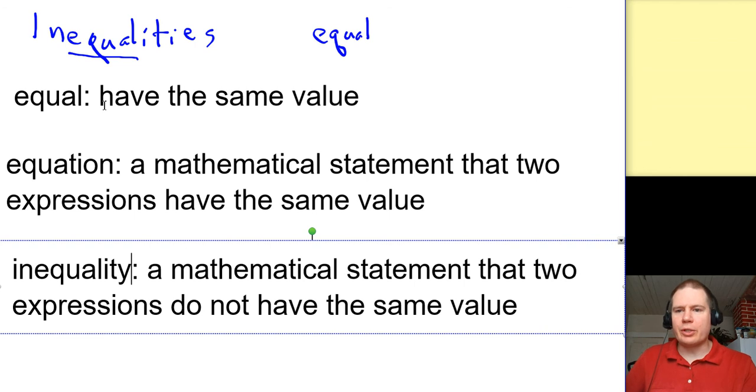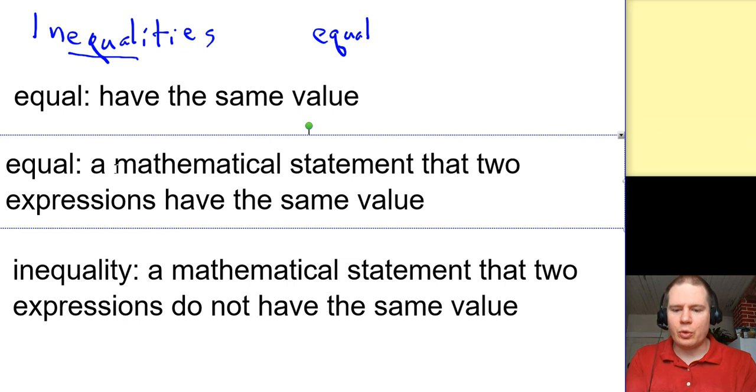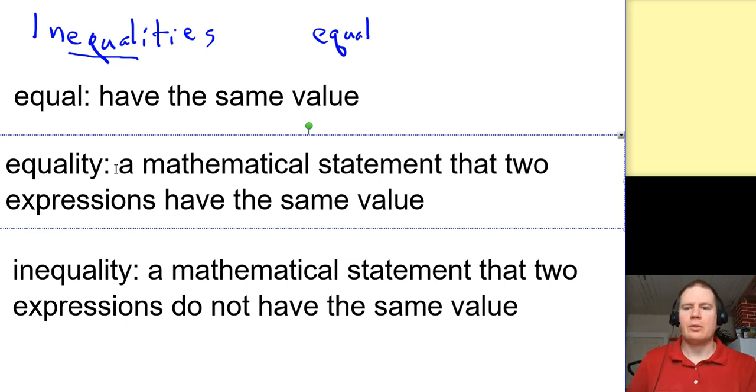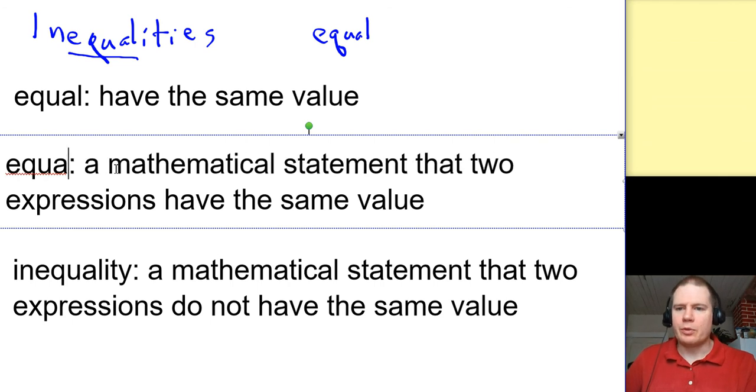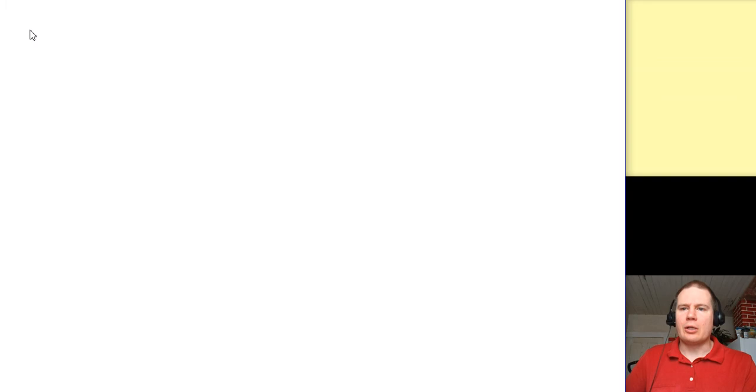Well, we could have said equal. We could have called these equalities, but that's not how it is. So equation means two statements do have the same value, and inequality is saying that they do not have the same value. Now it's a little more nuanced than that, as we'll see as we dive into the different inequalities. But let's start with some examples.